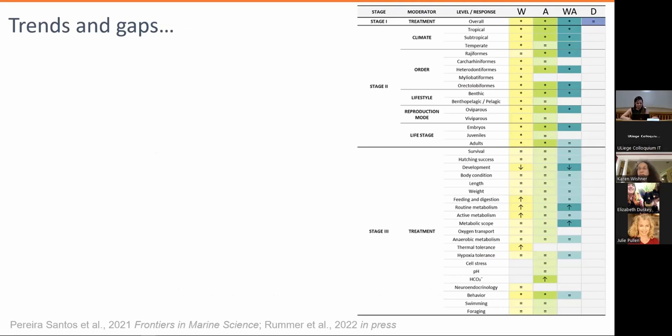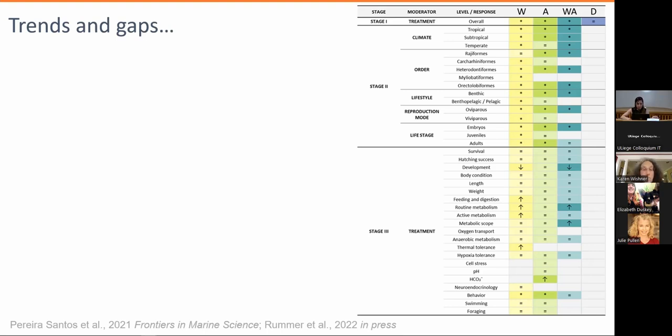The asterisks are indicating significant impacts, and the arrows are indicating the direction of effects, with up being stimulation and down being inhibition. The equal sign is indicating the lack of significant effects, where empty cells are identifying responses that were not assessed due to data deficiencies.